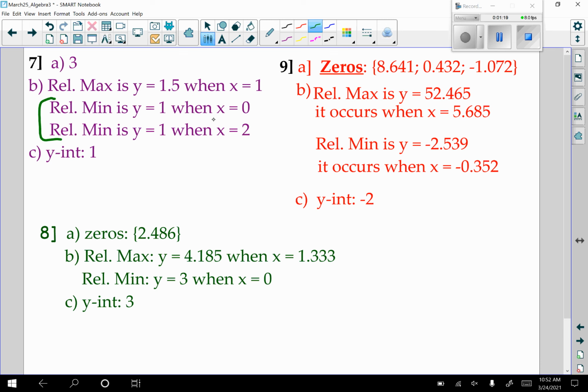Now for 8 and 9, we had to state the zeros, so we always want to list our zeros in the set brackets. Number 8 only had 1 real 0. And again, pay attention to the answers to part B, how they're worded. Now for C, you could have said the y-intercept, the coordinates here could have been (0, 3), or just saying the y-intercept is 3. Either one is acceptable.